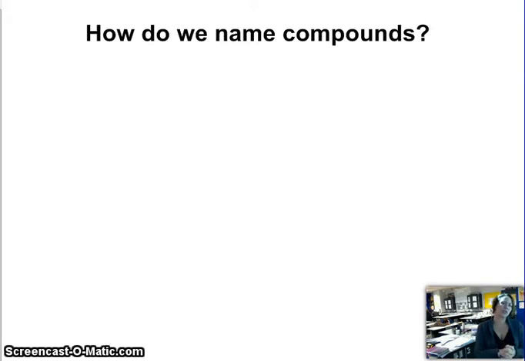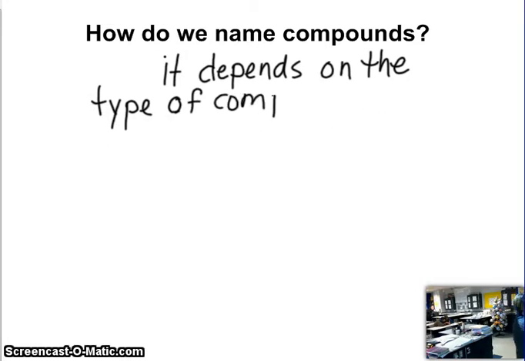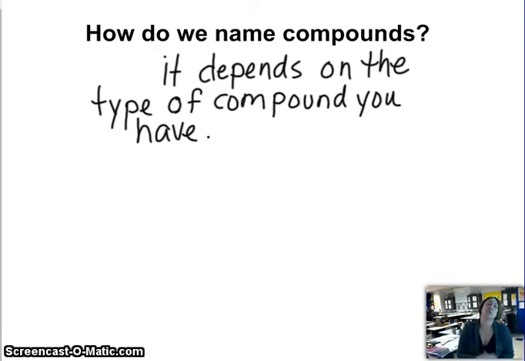So what I'd like you to do first is take out a sheet of paper. We're just going to get a couple things down, and then we'll go to our packet and do a little bit of practice with that. On your sheet of paper, write down, how do we name compounds? And then we'll answer that. The answer is, it depends on the type of compound you have, because there are different rules for naming different types of compounds.